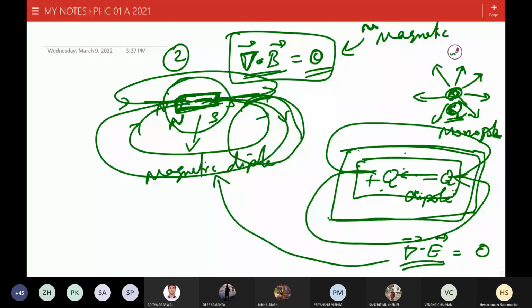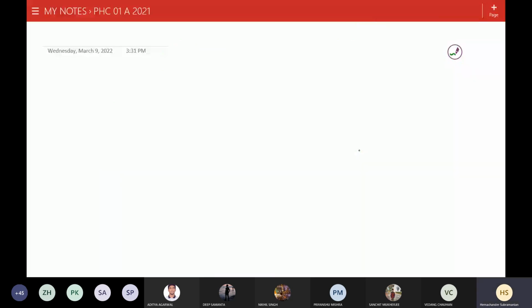Okay, does it make sense? Yes, sir. Okay. So by the way, nobody knows why there are no magnetic monopoles. It's perfectly allowed by physics, but we don't find them at all. Okay, now the third law is Faraday's law.